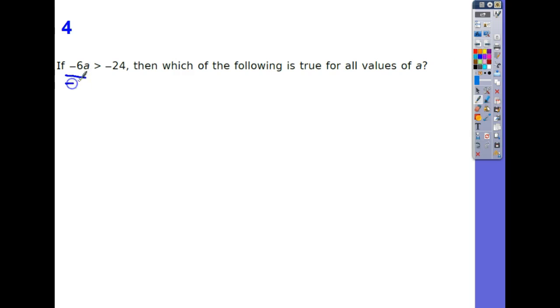When you have an inequality, what is the rule about negative signs and inequalities? When you multiply or divide by a negative, the inequality switches. It changes from a greater than to a less than. I had a few people forget that. When you multiply or divide by a negative on an inequality problem, it switches the inequality.